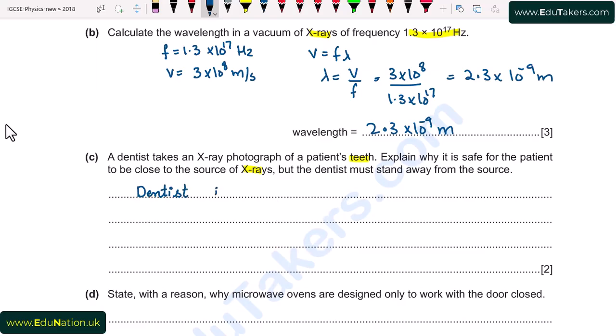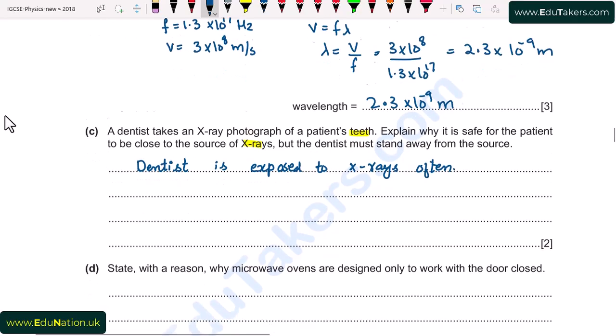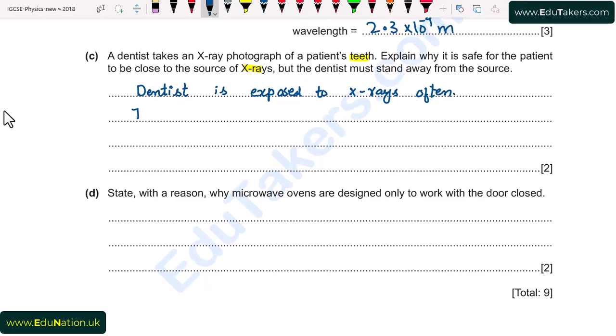dentist is exposed to X-ray often and total dose on dentist could be much higher over time.